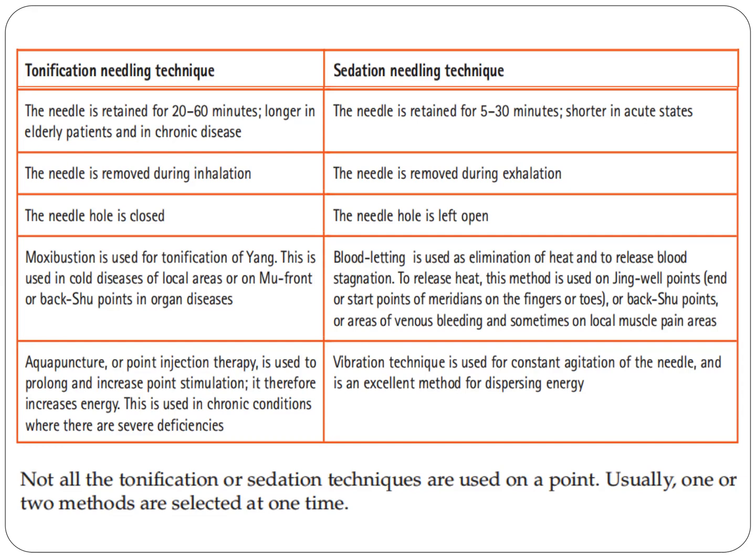In tonification, acupuncture or point injection therapy is used to prolong and increase point stimulation. It therefore increases energy. This is used in chronic conditions where there are severe deficiencies. In sedation needling technique, vibration technique is used for constant agitation of the needle and is an excellent method for dispersing energy. Not all tonification or sedation techniques are used on a point. Usually, one or two methods are selected at one time.